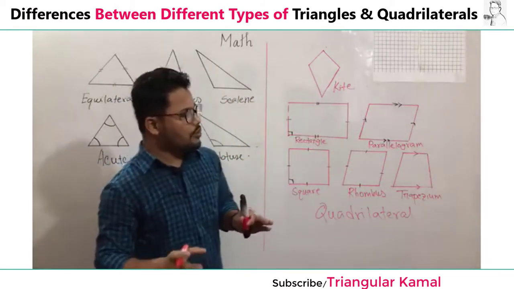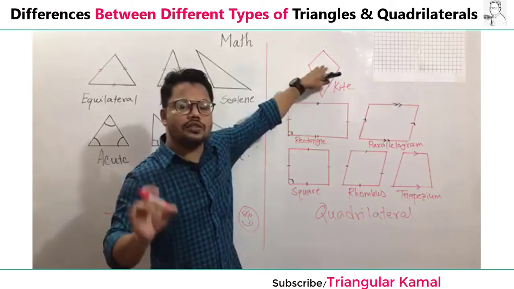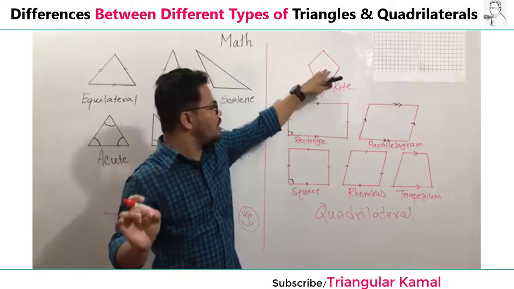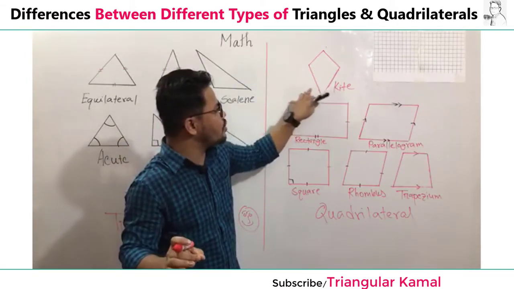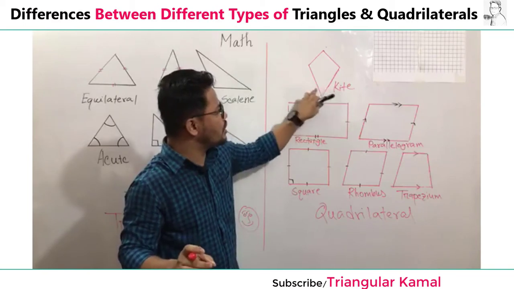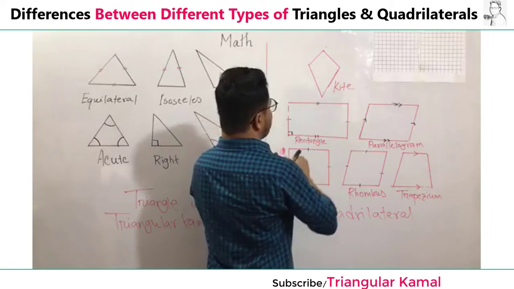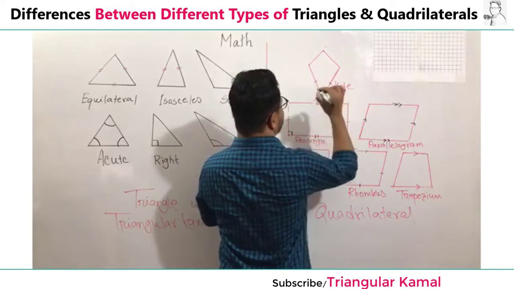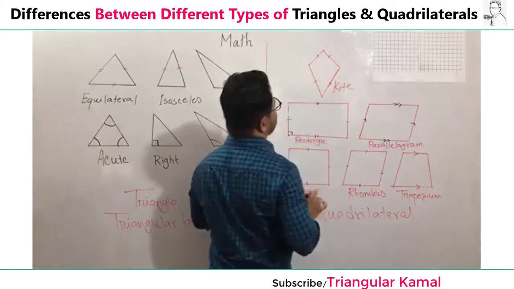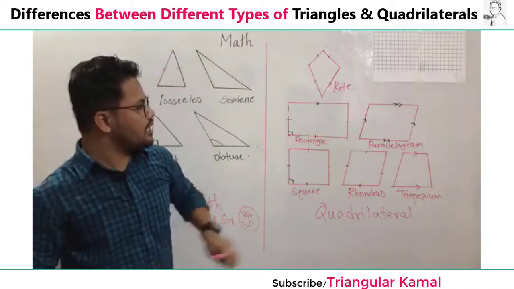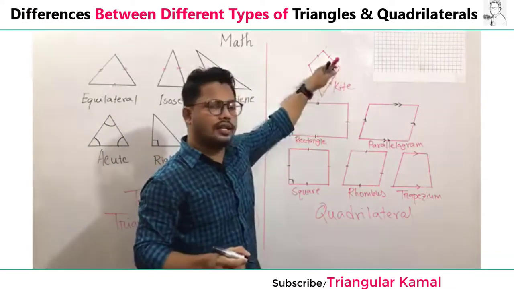So already we have this, the kite. A kite is one kind of quadrilateral. Two pairs of sides will be equal. This side is equal to this side. These adjacent sides are equal. A pair of two adjacent sides will be equal. And this is a special character of the quadrilateral called a kite.